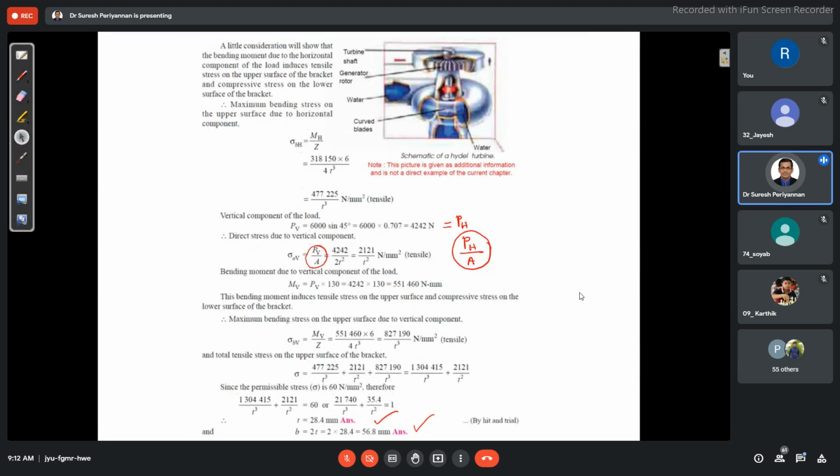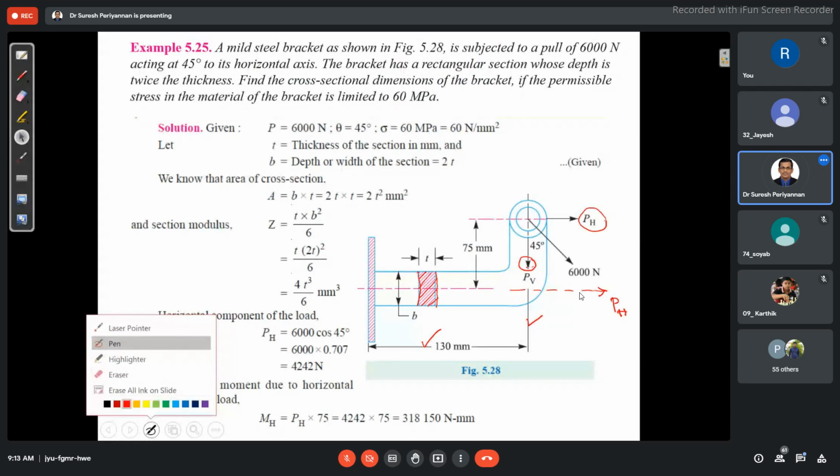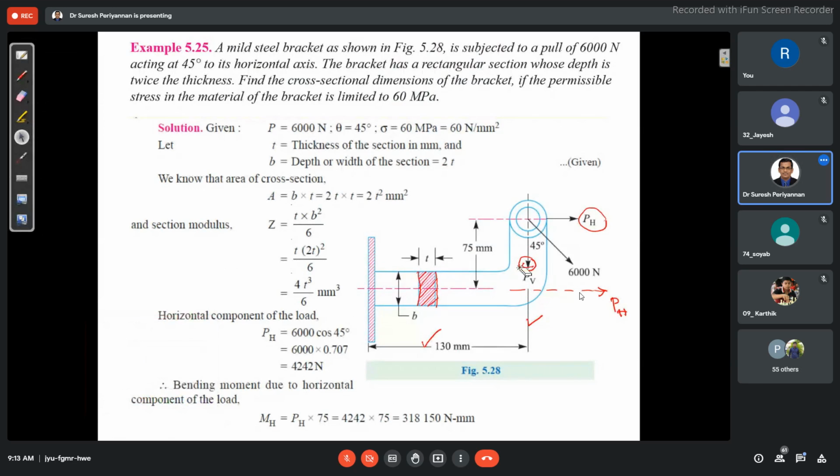Now you can find it out. The bending moment is going to be PV into 130, because in this case the bending moment will be considered with respect to the vertical load and horizontal distance. Suppose I'm taking this cross section, here I would like to find the stress component in this region of interest. Then the PV is going to be a direct compressive load.